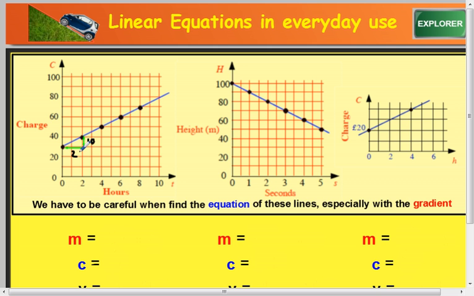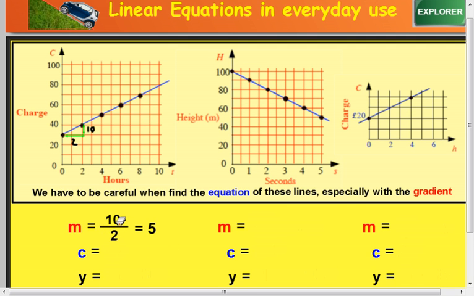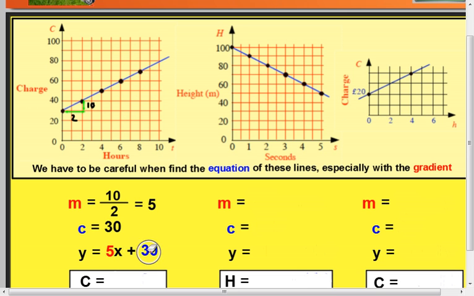So when you're doing your gradient, the most common mistake would be to write 1 over 2, but it's actually 10 over 2. Now we know that 10 over 2 is equal to 5, so your gradient in this case is 5, not a half. Okay, the next thing you want to do is find the intercept. So the intercept's 10, 20 to 30, that's it here, so it's 30, and then you can just feed it into your y equals 5x plus 30.